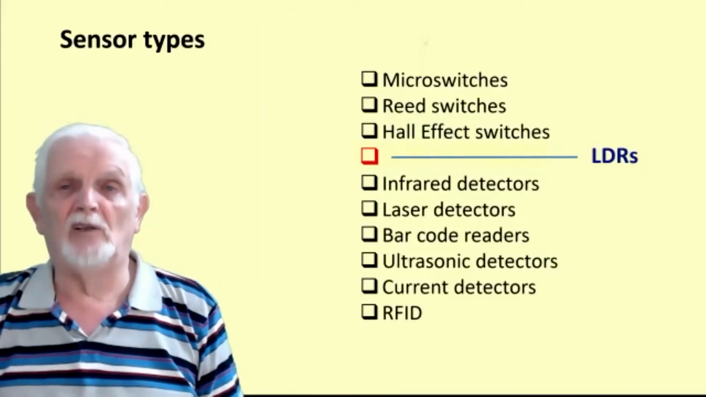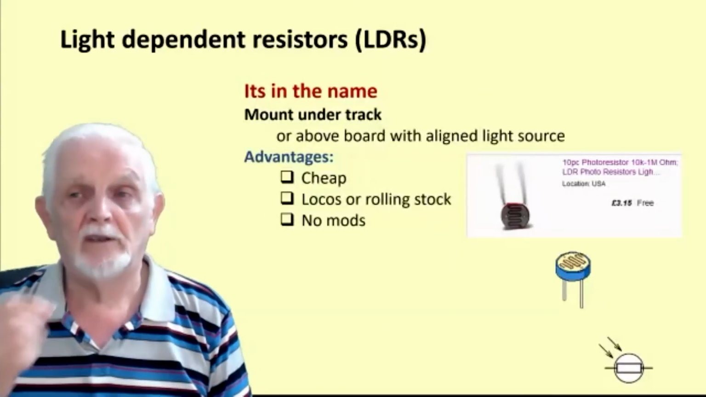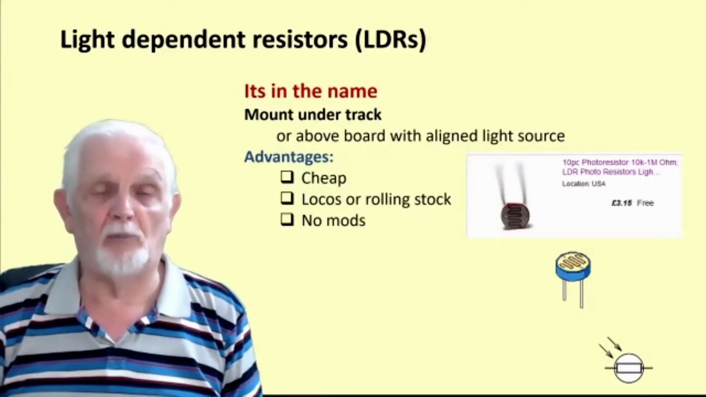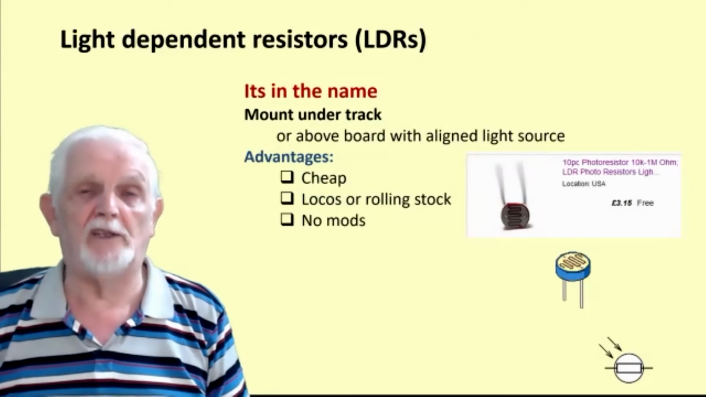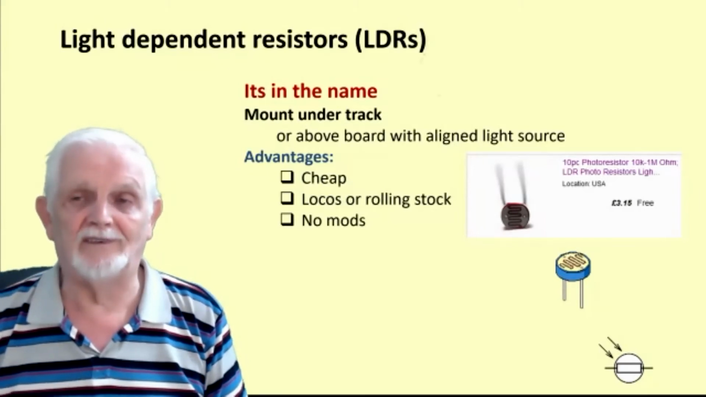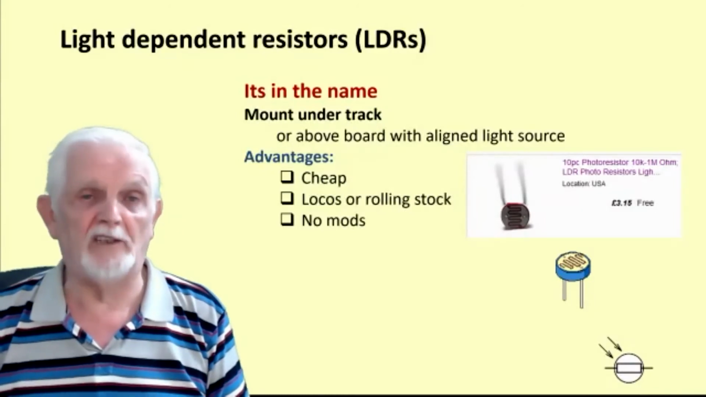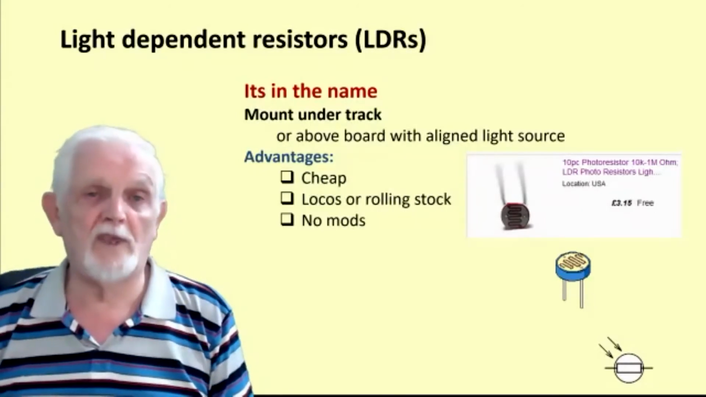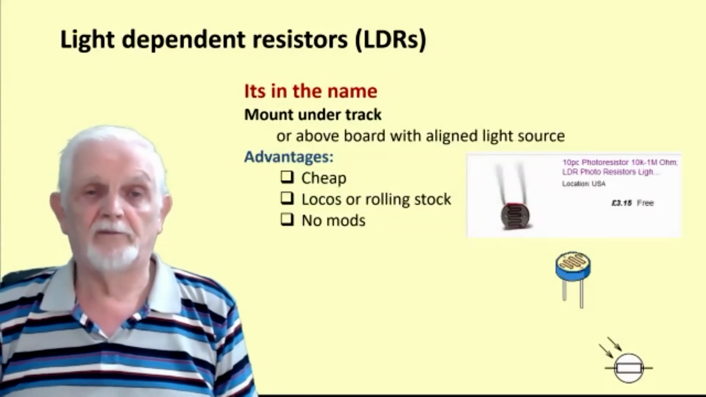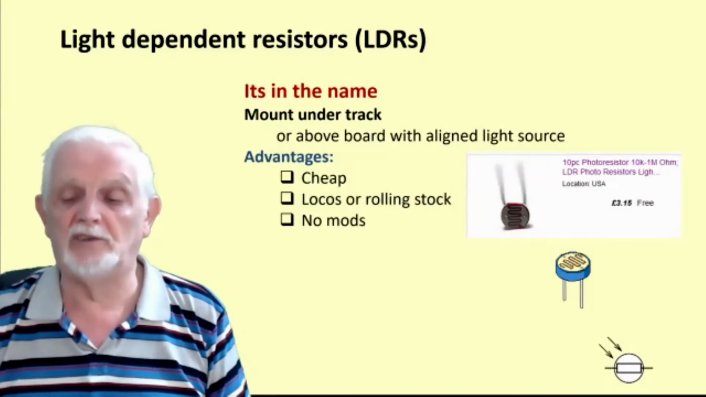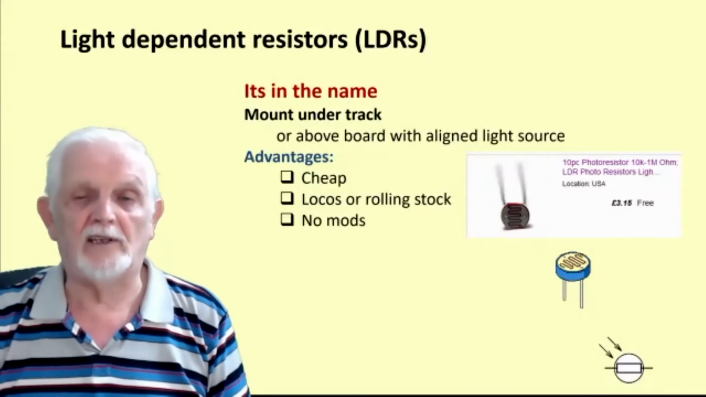Right, probably more familiar territory for most of us is light detectors. That's what it says on the tin. It's a light-dependent resistor. The amount of resistance between the two pins depends on the amount of light that's shining on it. Pretty cheap, 30 pence each. They work whether it's locos or rolling stock. Anything that blocks the light works. Again, no mods to your track wiring apart from fitting it somewhere on the track.